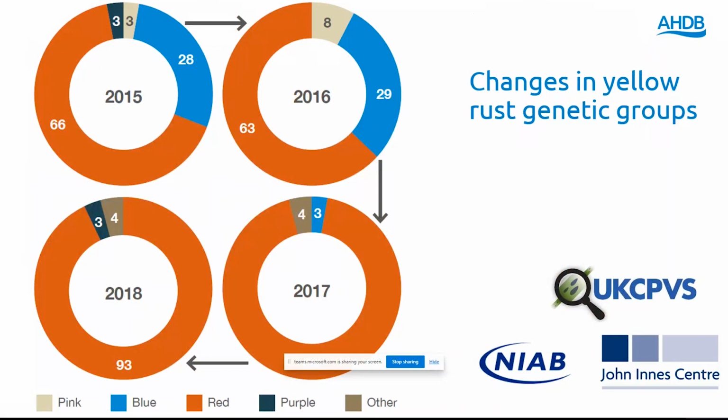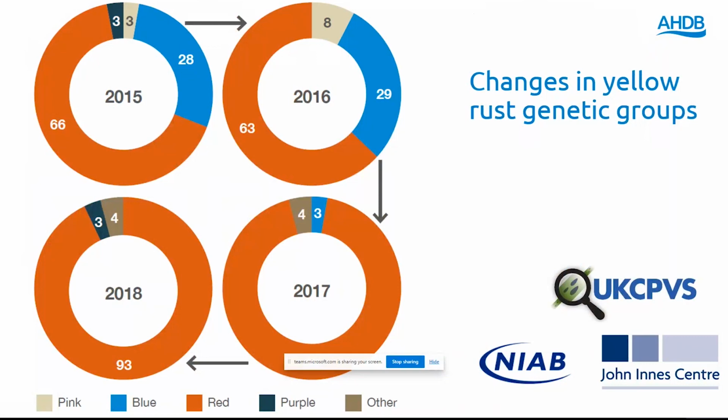And the United Kingdom Cereal Pathogen Virulence Survey, or UK CPVS, who keep track of the changing pathogen population, are looking into this at the moment. We can see that over the years, the population has become dominated by the red group of isolates. There are many different races of yellow rust in this red group, and each race can infect a different range of varieties. So even though it might look like the population is getting less diverse from these pie charts, actually we don't know what new varieties isolates in this red group might infect.